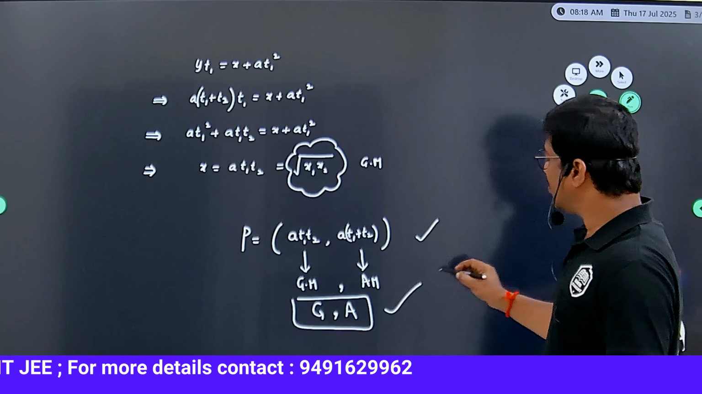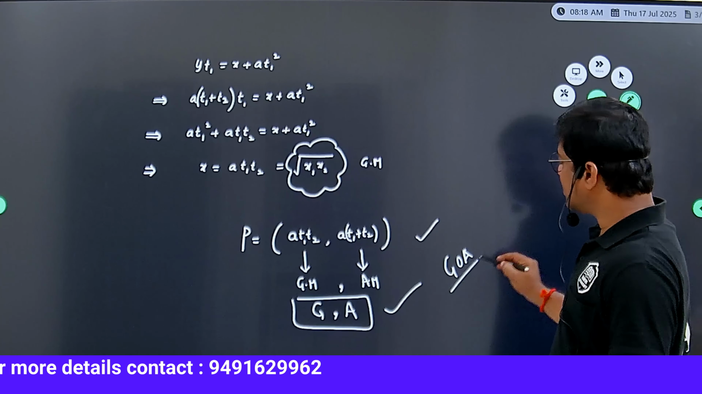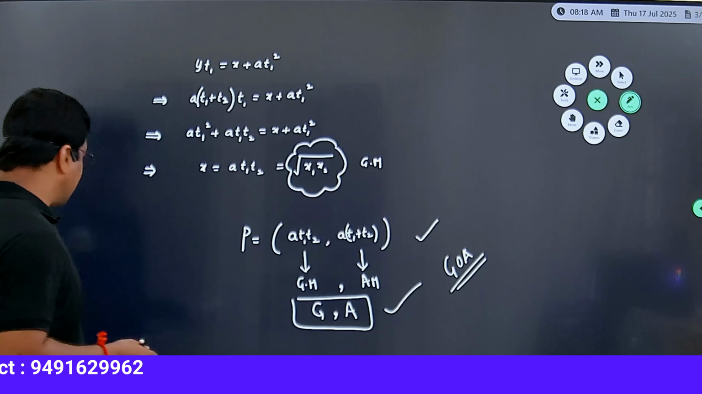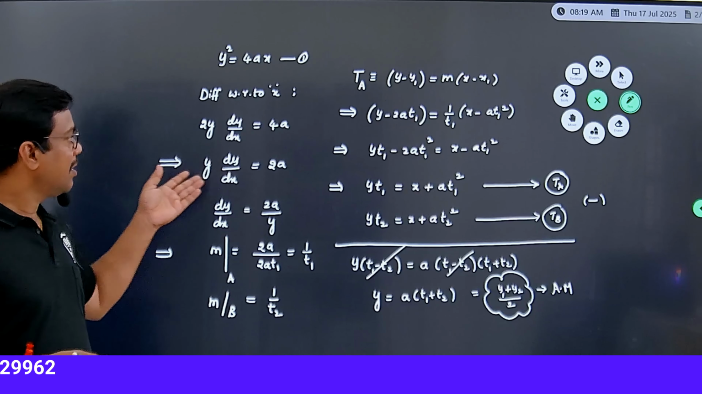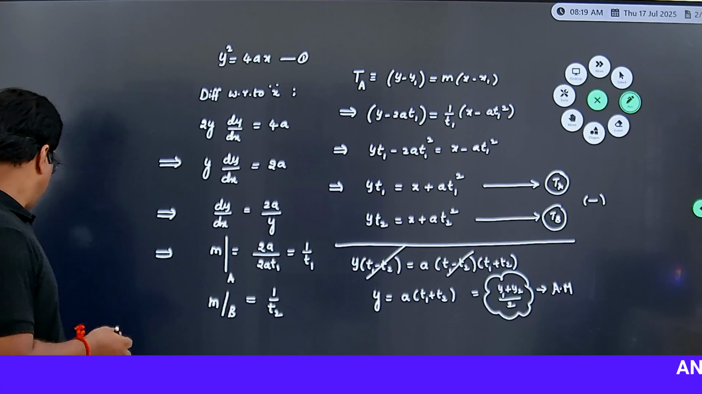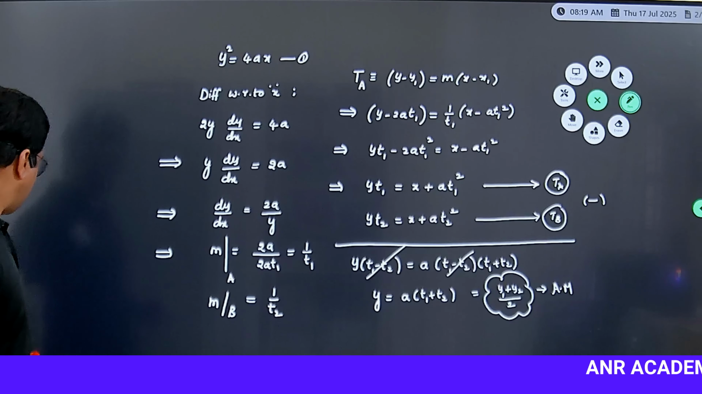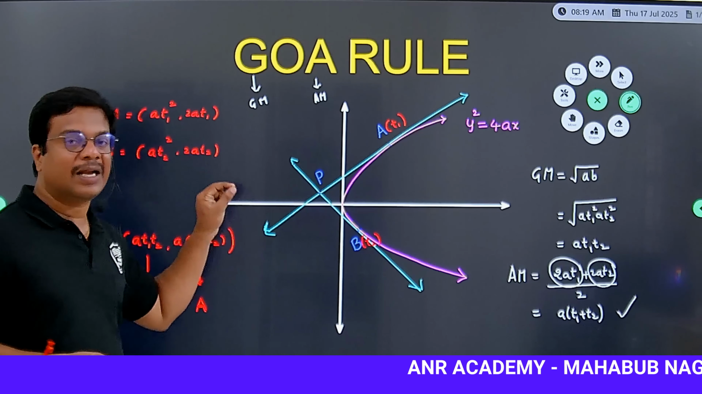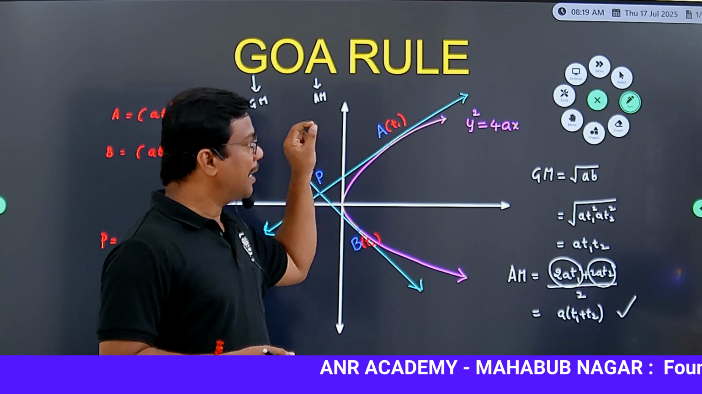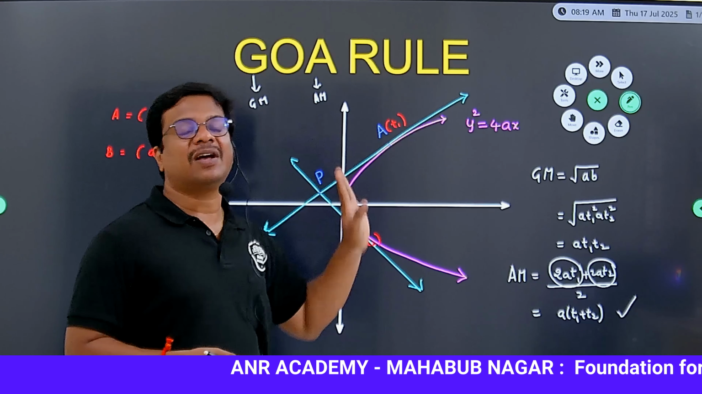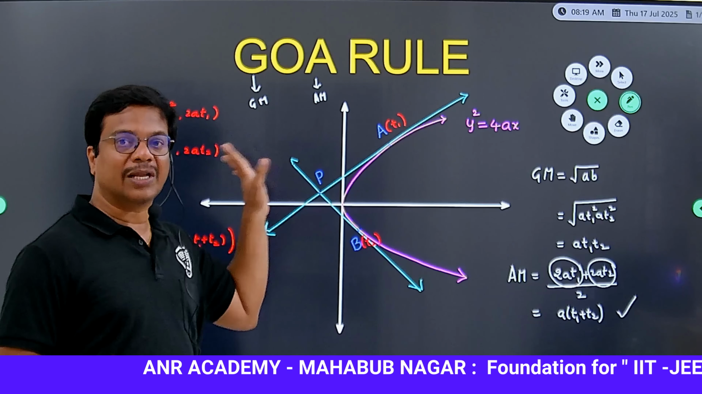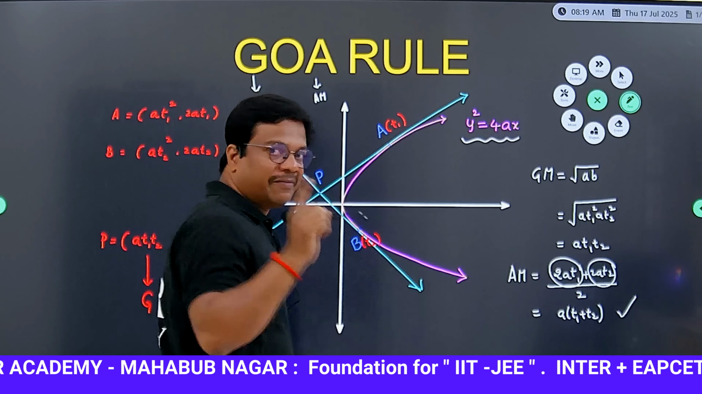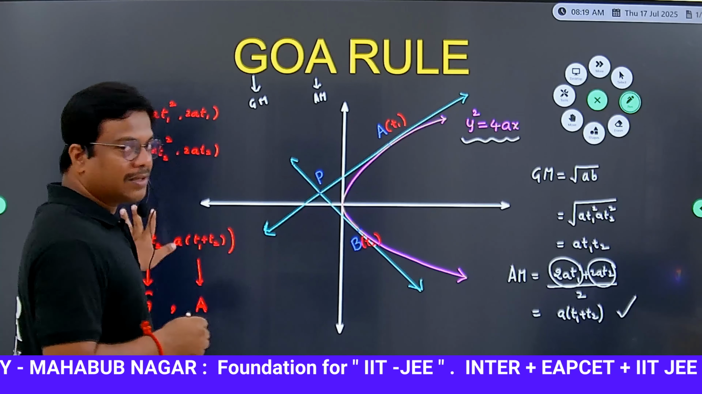By Goa Rule, you can easily remember the point of intersection without doing all these, without solving the equations, without solving slope. Directly by this short technique you can write point of intersection of given tangents, which are tangents with respect to standard form of parabola y square equal 4ax only, remember, not for other parabolas. When it is of standard form, then only this is the rule.